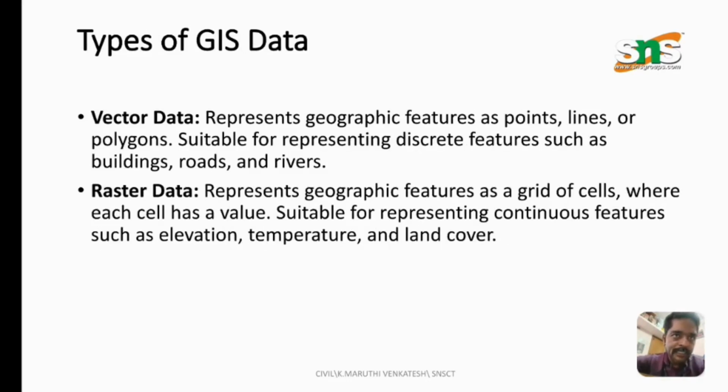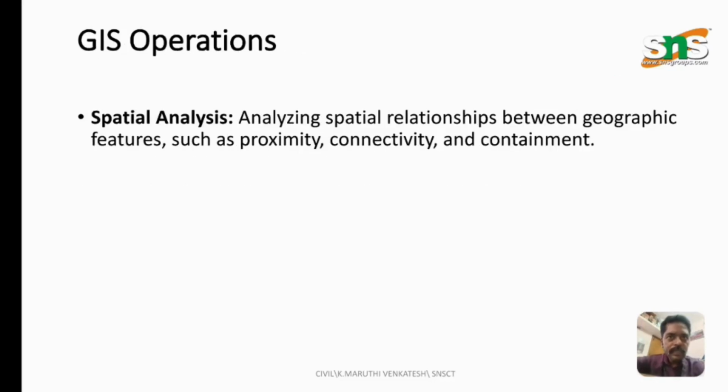Types of GIS data. Vector data represents geographical features as points, lines, or polygons, suitable for representing discrete features such as buildings, roads, and rivers. For example, points represent buildings, lines represent roads and rivers, and polygons represent any particular area, like a small village. Raster data represents geographical features as a grid of cells where each cell has a value, suitable for representing continuous features such as elevation, temperature, and land cover.